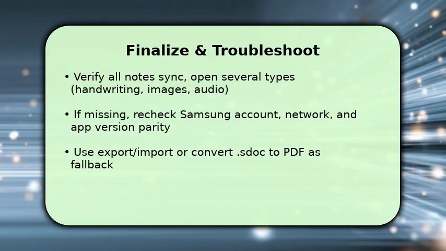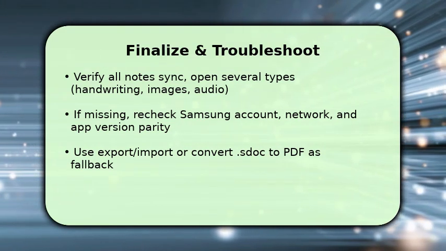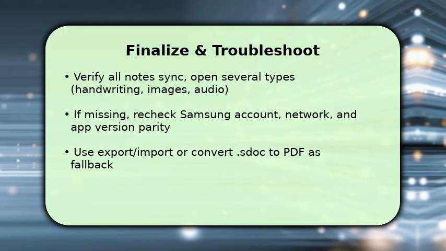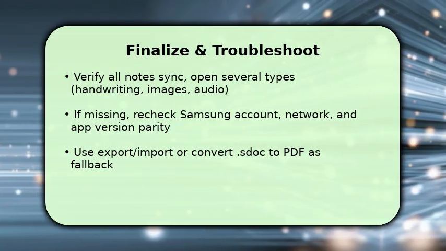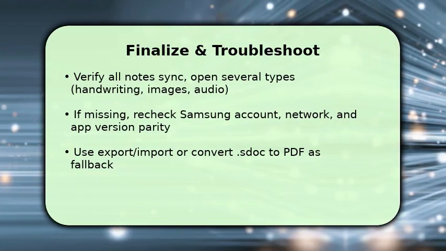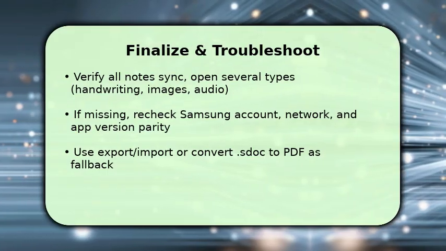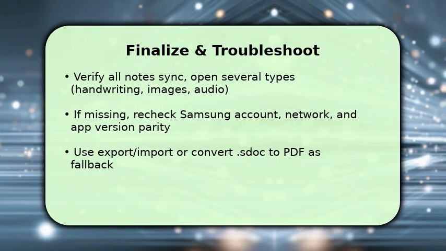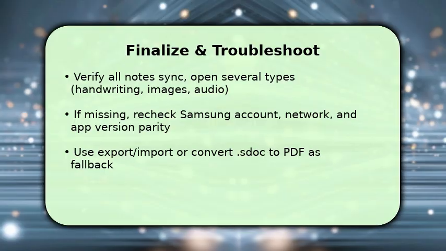Finish by confirming everything works. Open multiple notes including handwriting and images to check rendering and attachments. If notes are missing, make sure you're signed into the same Samsung account, that sync completed on the phone, and that the APK or Link version isn't outdated. Version mismatch often blocks cloud access. As a fallback, export notes from your phone as SDoc or PDF and import or open them on PC. This step reliably recovers content when live sync fails.